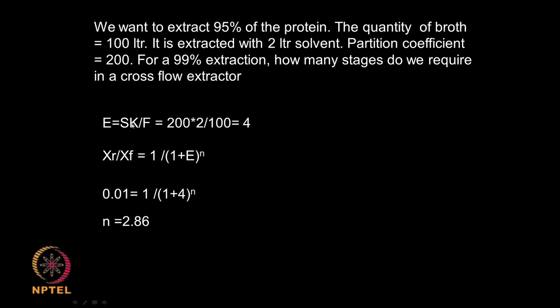E is equal to Sk by F. S is 2 liter of solvent, F is 100 liter, and K is given as 200. So when I substitute, E comes out to be 4. From these I get N is equal to 2.86. That means I need 3 stages if I want to recover 99% of extraction.